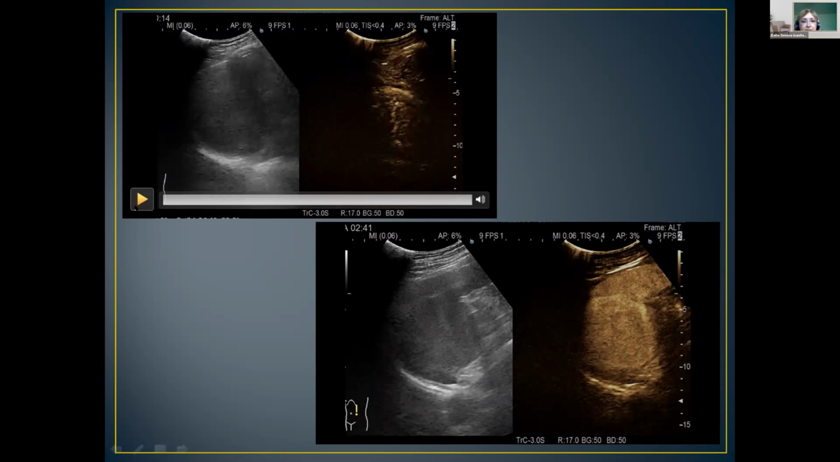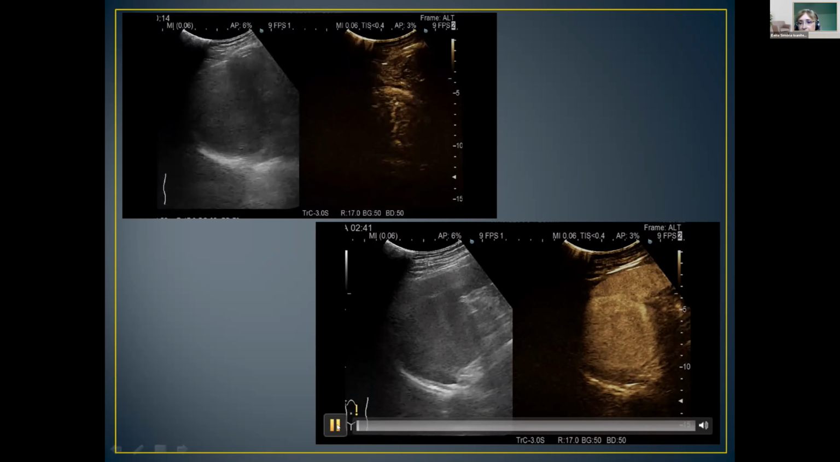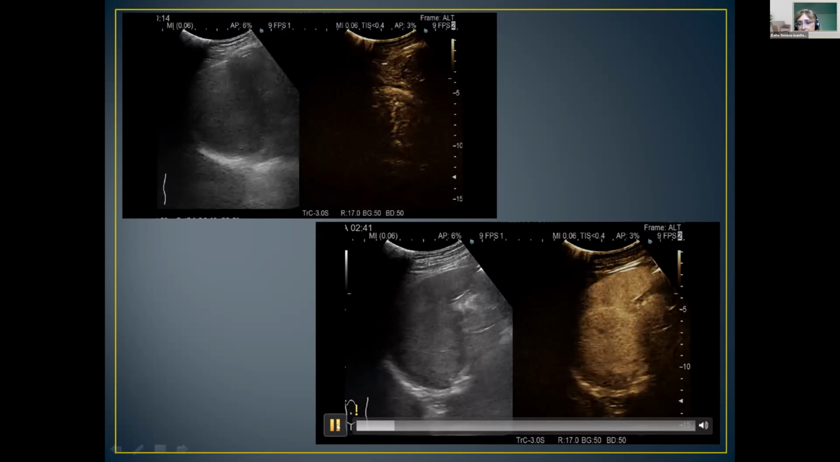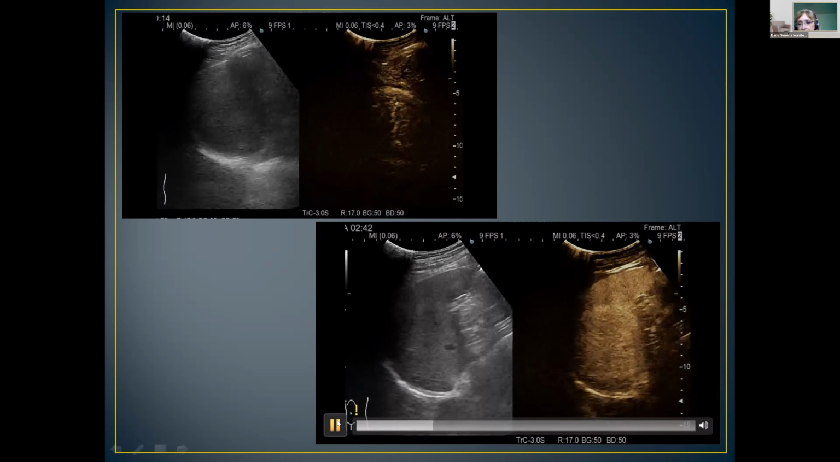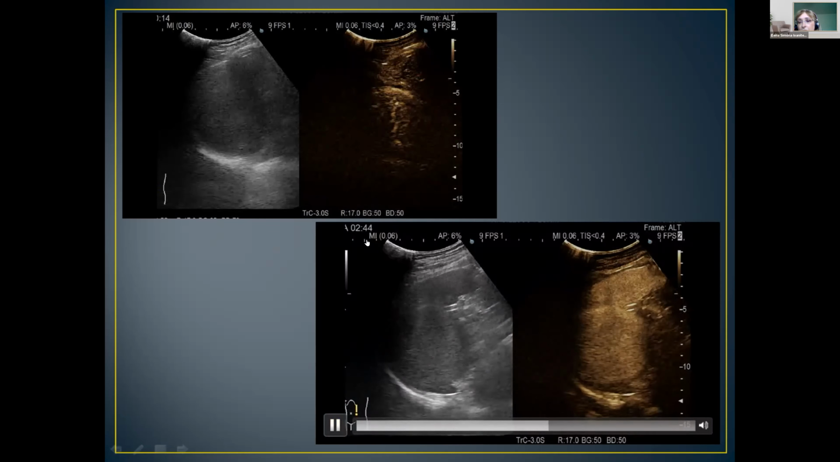The hyper enhancement of the lesion. The lesion did not remain enhancing at almost 3 minutes after injection.